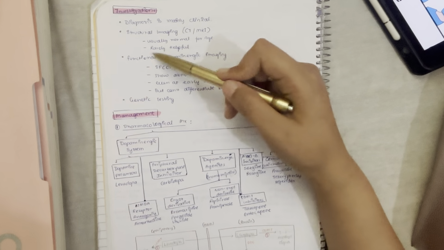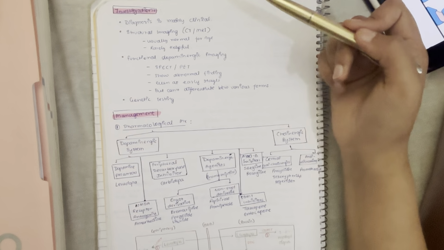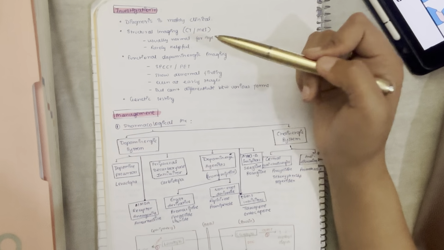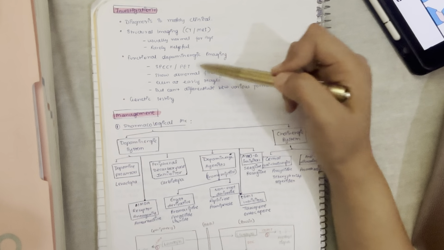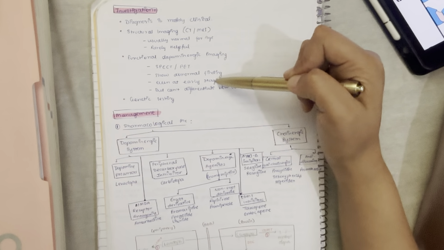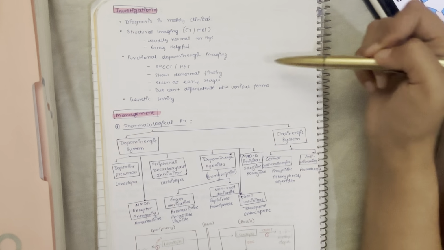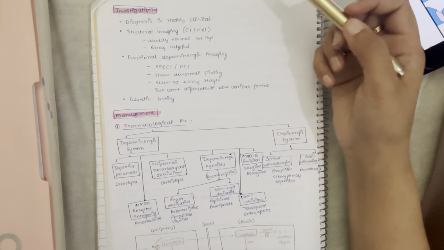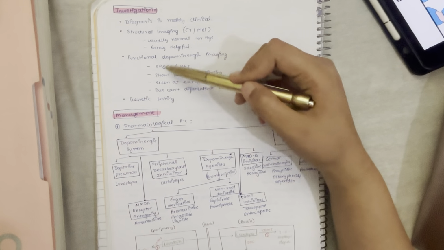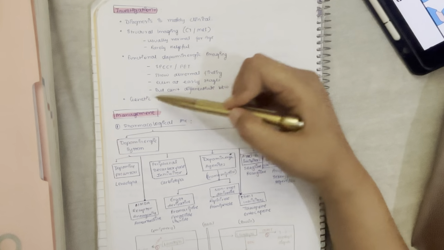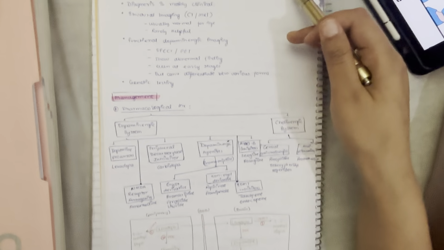They will usually show findings that are normal for age, and they're rarely helpful. Next, we can do functional dopaminergic imaging, that is SPECT and PET scan. These show abnormal findings even at the early stages, so these are usually more helpful, but can't differentiate between the various forms of Parkinson's. So there are several different forms of Parkinson's. We will not be able to differentiate between them using functional dopaminergic imaging. Genetic testing can also be performed in such patients.